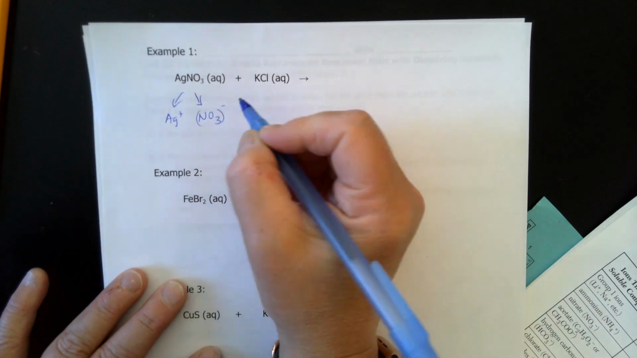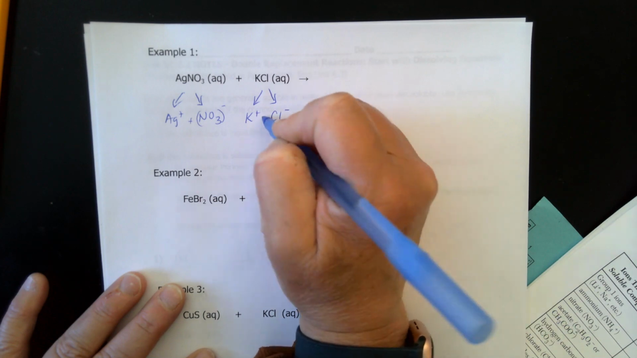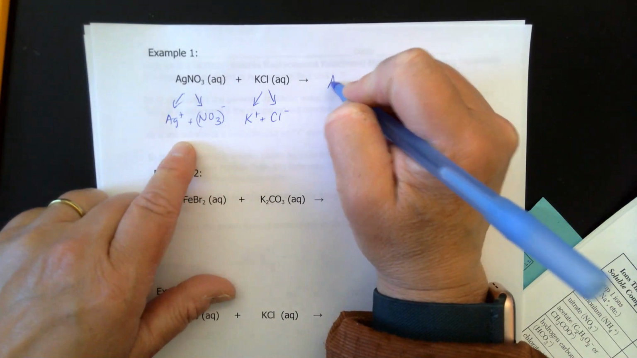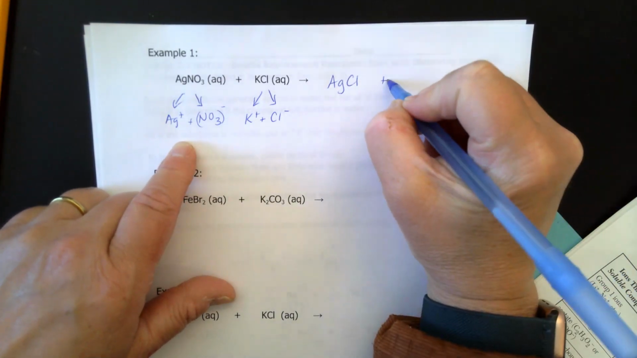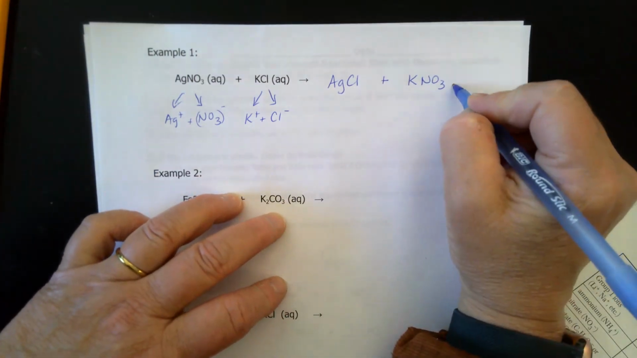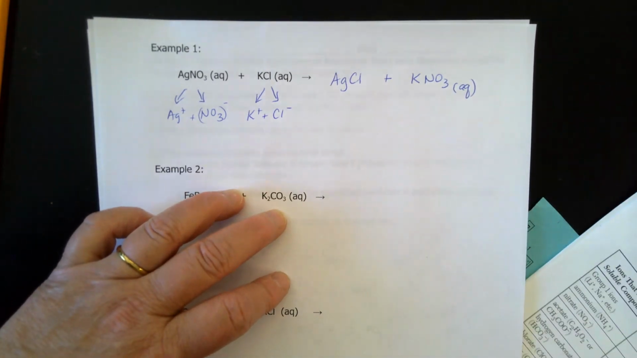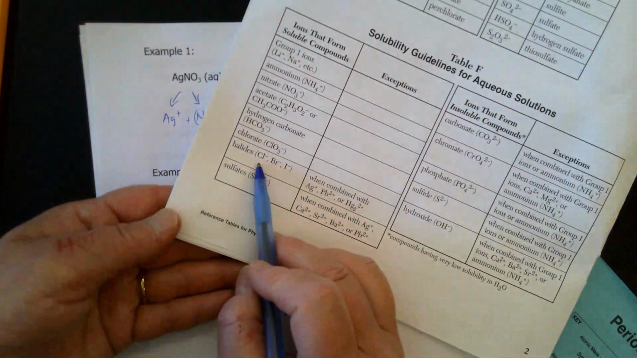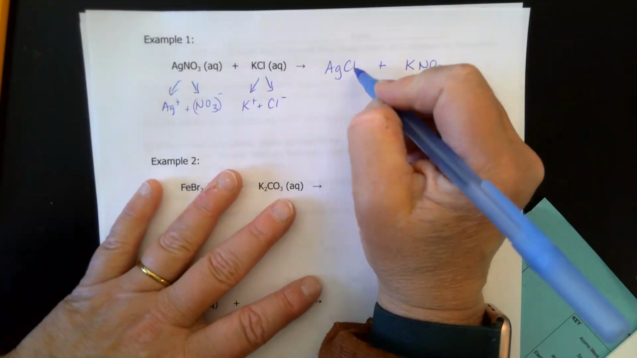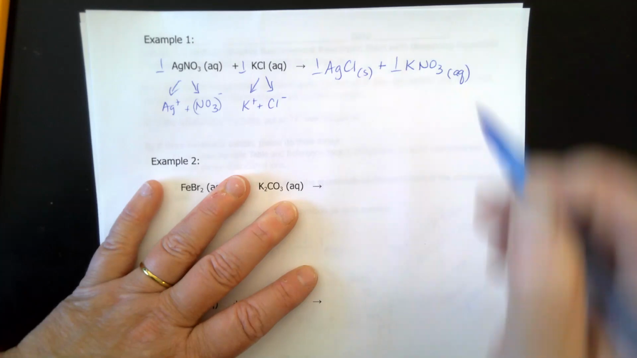AgNO3 is going to separate into those 2 ions. Potassium chloride is going to separate into K+ and Cl-. The new combinations are going to be AgCl plus KNO3. KNO3, any nitrate, any group 1 ion will be aqueous because it's soluble. AgCl, chlorides are soluble except silver is an exception, so this is going to be the precipitate. And I believe this equation is just naturally balanced.